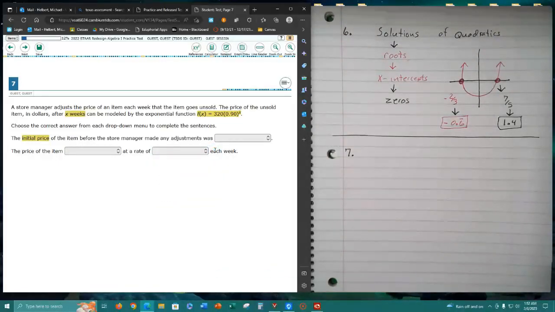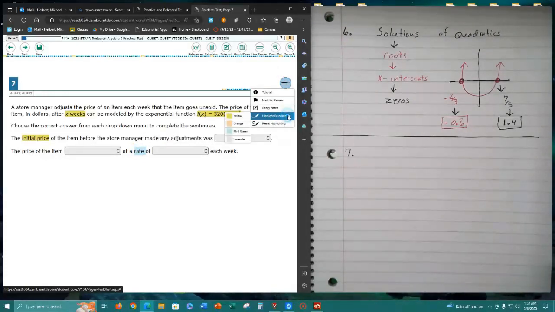So now we know we're looking for 3 things. We want to know the initial price. We want to know if the price increases or decreases. And we want to know the rate. So I'm going to actually highlight the word rate. And remember, there's some work to be done to figure out the rate.